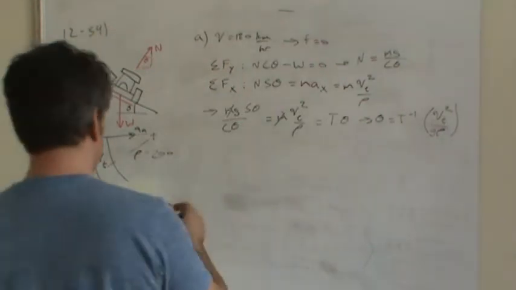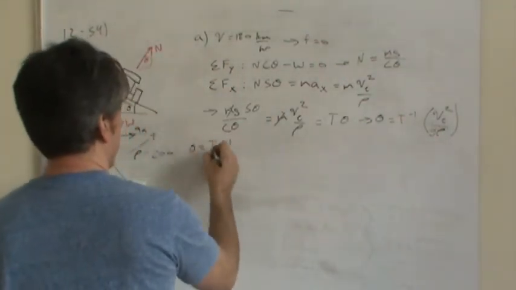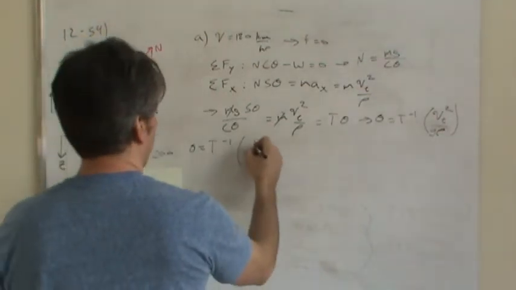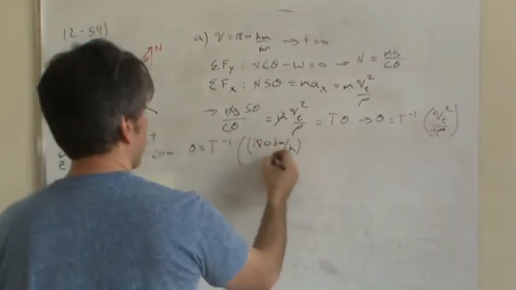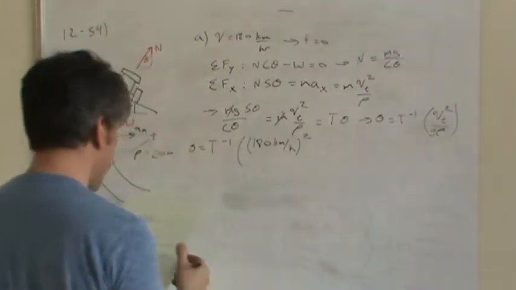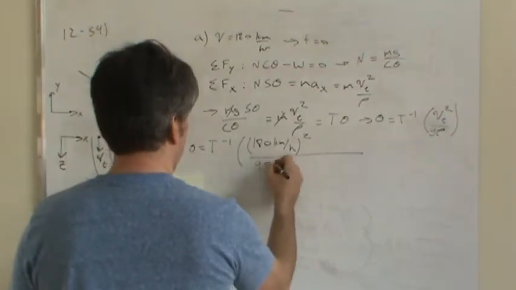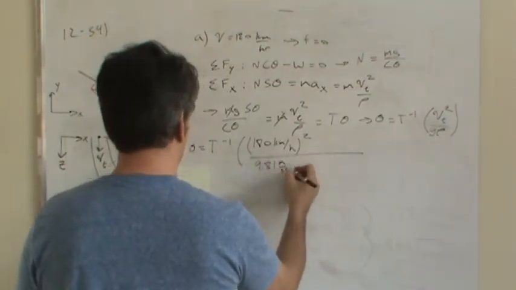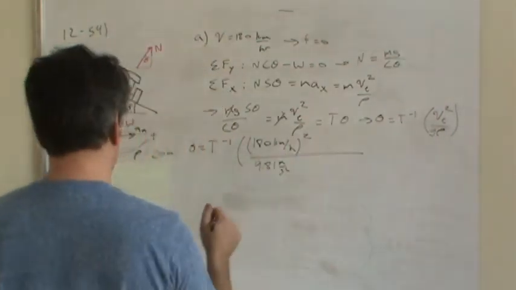Okay, so if you plug all that into your calculator, let me go ahead and do it. Theta is tan inverse of 180 kilometers per hour. Of course, we probably should have converted this from the very beginning to meters per second, but I didn't in this solution, so we'll just follow it. Divided by g, 9.81 meters per second squared. Of course, I almost forgot the velocity. Oh, here it is. It's already written with the square.